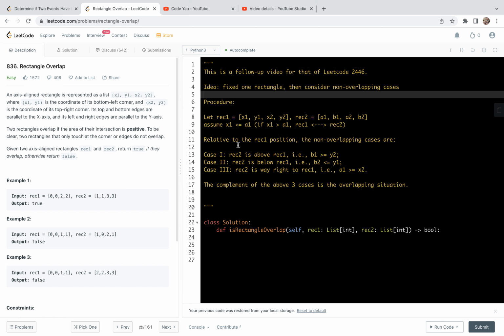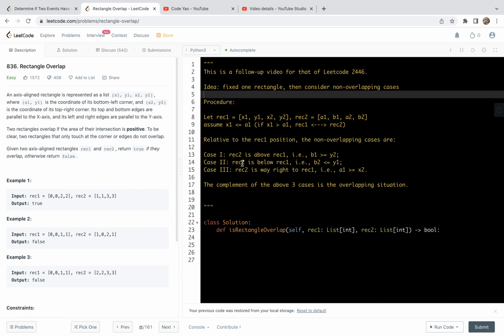Then relative to the first rectangle's position, the non-overlapping cases are the following. First, the second rectangle is above rectangle 1. In other words, b1 is larger than or equal to y2. So this is one case, right? Notice that b1 is the lower y coordinate, the lower edge, right? So b1 is larger than the upper edge, right? So this is case 1.